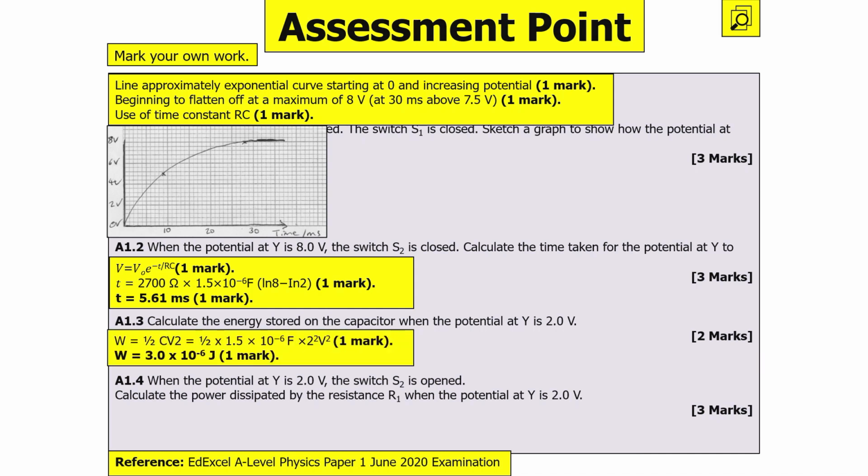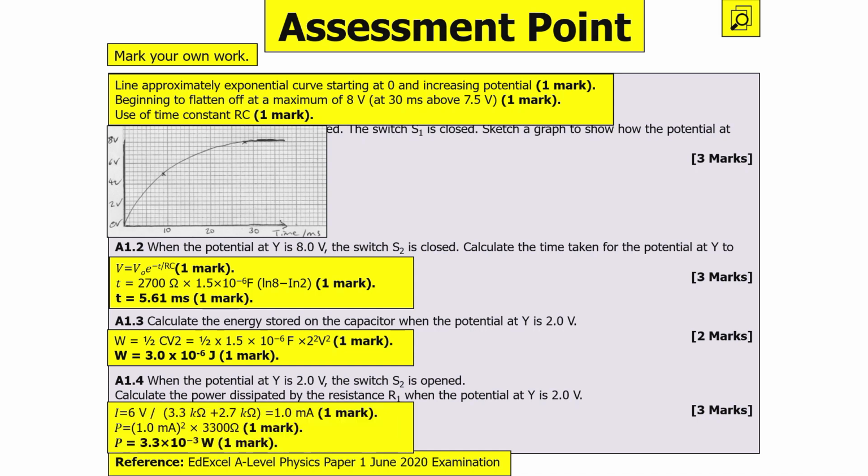We then know that the work done or energy stored is a half CV squared. So you do a half times 1.5 times 10 to the minus 6 times 2 squared, so the work done is 3 times 10 to the minus 6 joules. Finally, we know that I is equal to V over R, so you can work out that 6 over 3.3 kilo ohms plus 2.7 kilo ohms is 1 milliamp. We know power is I squared R, so it's 1 milliamp squared times 3,300, that equals 3.3 times 10 to the minus 3 watts.